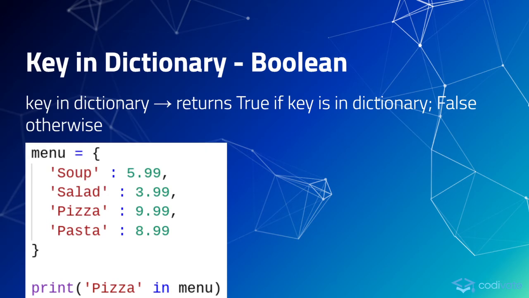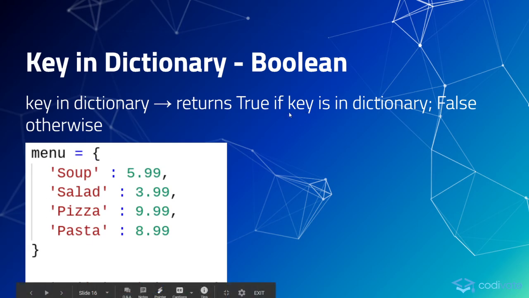Let's go through quickly some other dictionary methods. This is a Boolean. Before we get to the methods, let's actually go over this Boolean. Key in dictionary. This is a Boolean that returns true if the key is in the dictionary and false otherwise. So we can look at this dictionary, this entire code segment, and also this print statement. You can pause the video and predict what you think it will print, and then we'll go over the answer.